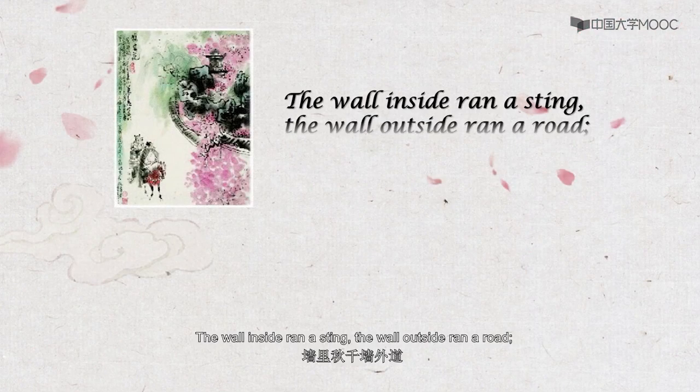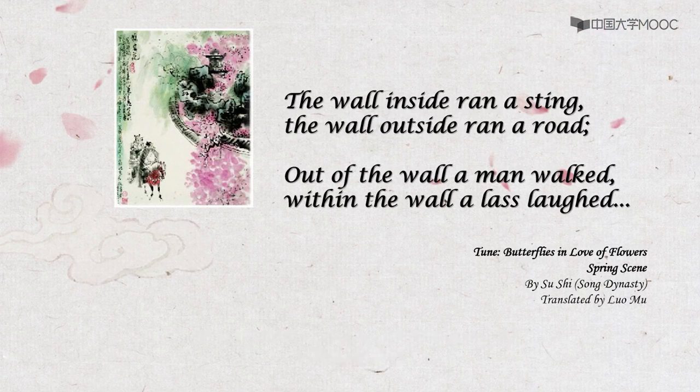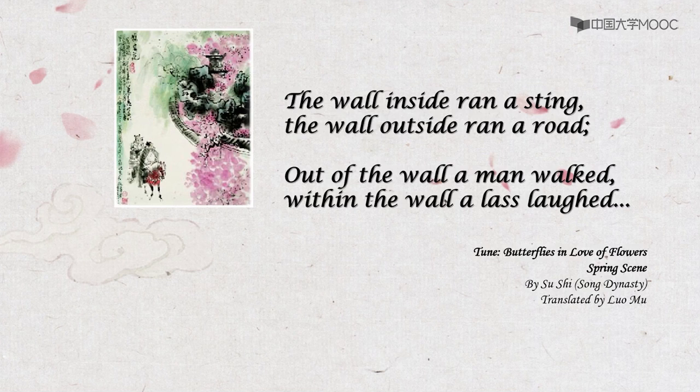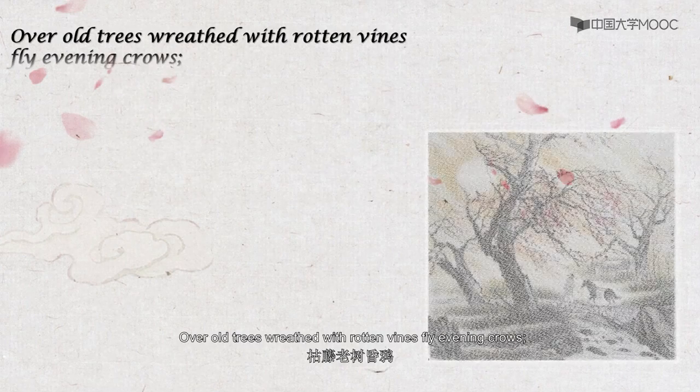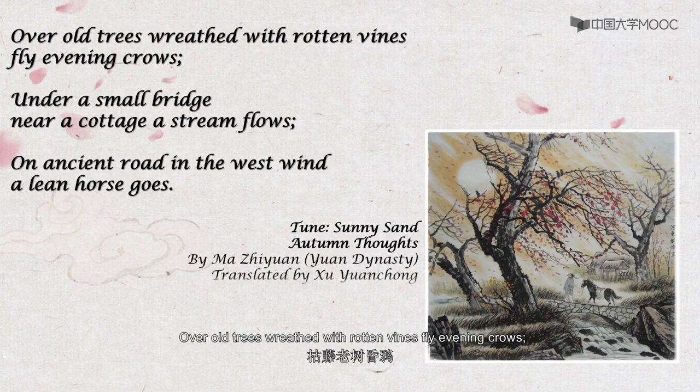The wall inside ran a stream, the wall outside ran a road. Out of the wall a man walked, within the wall a lass laughed. Over old trees, wreathed with rotten vines, fly evening crowds. Under a small bridge, near a cottage, a stream flows. On ancient road in the west wind, a lean horse goes.